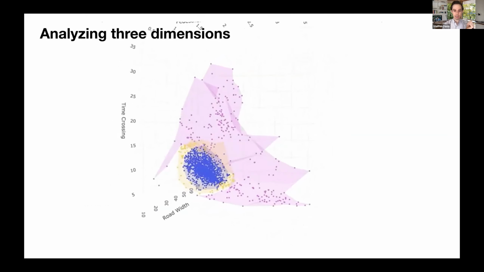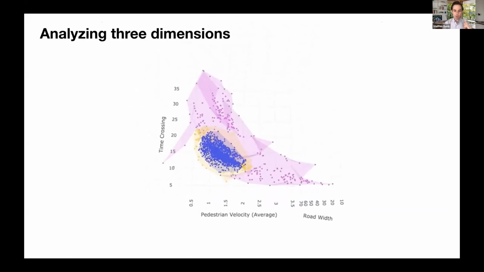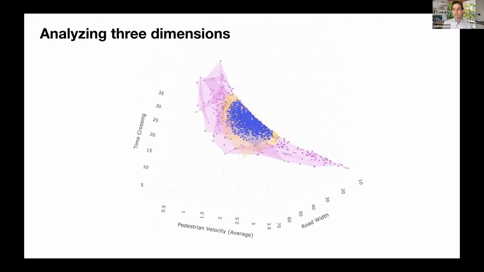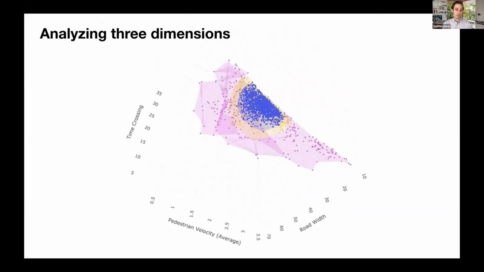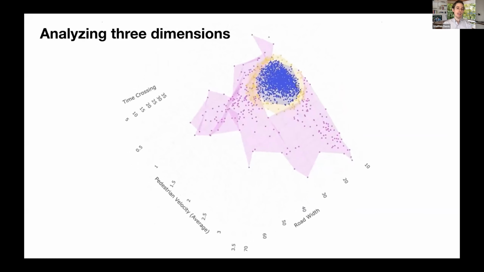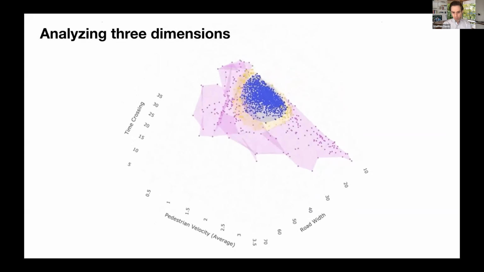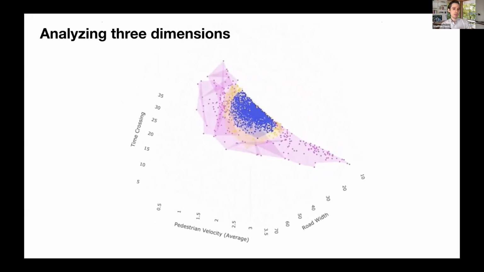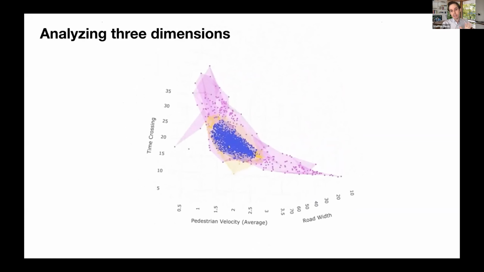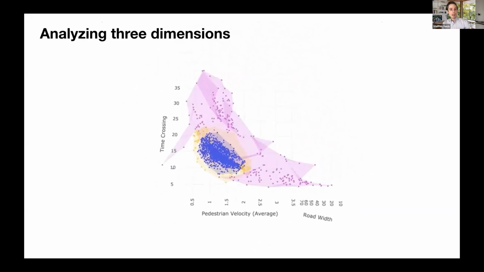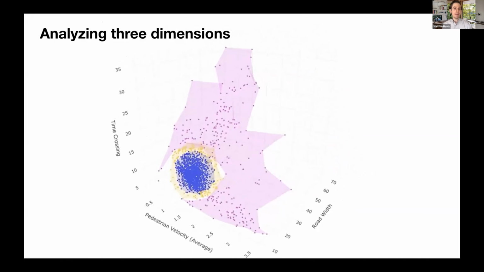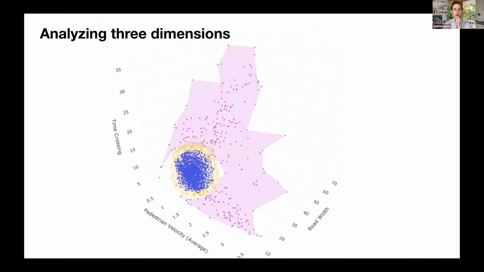Let's add a third dimension onto this. This time we've added road width, and this visualization is really capturing the intuition that variations exist within a scenario space. So we've got the same three classifications again, this time with that third dimension, which is revealing an intuition that yes, the greater the road width, in general, the greater the time that it takes to cross that wider road.